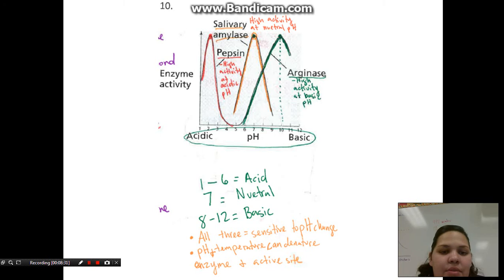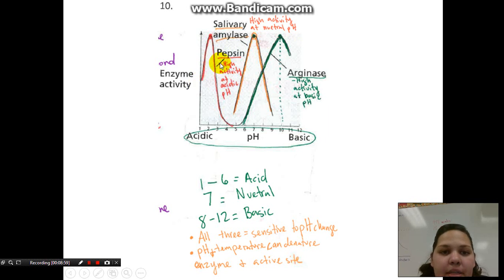Now, number 10 has 3 types of enzymes in this graph. But I want to make one thing clear. You need to make sure that you understand what is considered acidic and what is considered basic in this graph. So for example, acidic is going to be like 1 through 5, or 1 through 6, whereas neutral will be 7, and then basic will be 8 through 12. So let's go ahead and take a look at all of these.